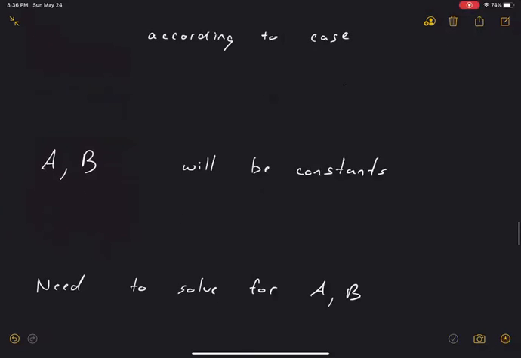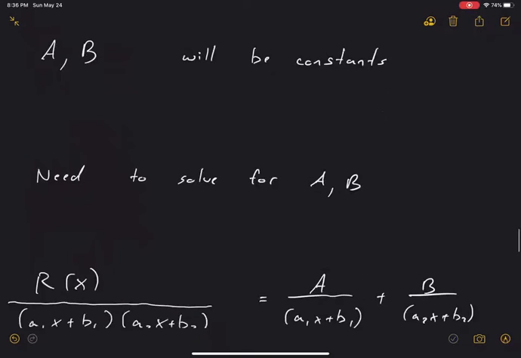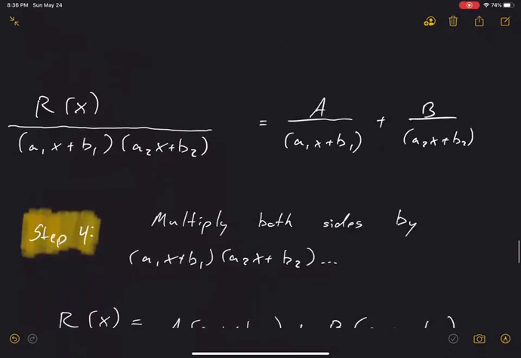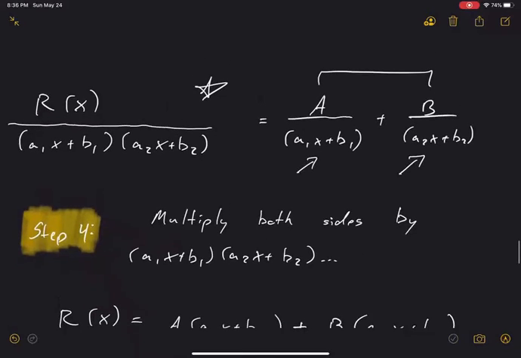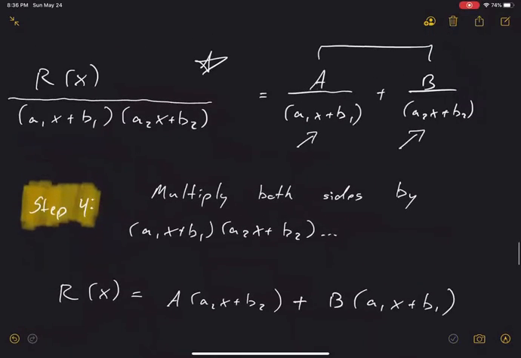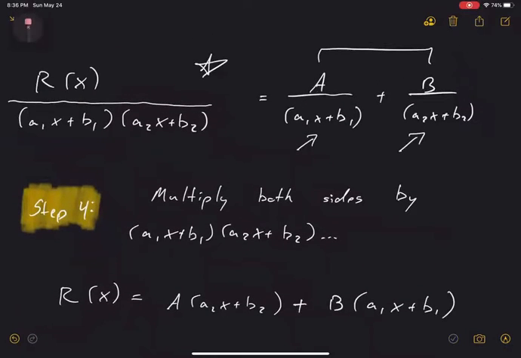So a and b will be constant, and we're going to need to solve for these a and b. Okay, so just to rewrite what we have, this left side, I factored my denominator and I've written it as this right side, where in these denominators I have one of each of the factors. Now I need to solve for a and b, and I'm going to go through this step, and then I'm going to pause and give you guys an example with some concrete numbers.